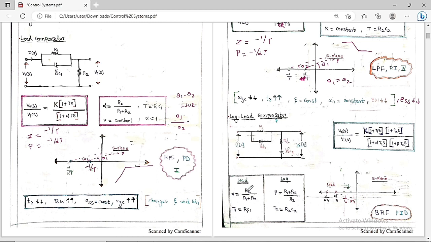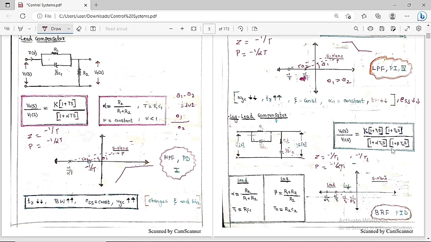For the lead compensator, alpha is equal to R2 by R1 plus R2, and the alpha value is lesser than 1, because the denominator is higher than the numerator, and T1 is equal to R1 C1. In the case of the lag compensator, beta is equal to R1 plus R2 by R2. Here the denominator is lesser than the complete numerator, so this ratio is greater than 1, and T2 is equal to R2 C2. Now we are going to plot the zeros as well as the poles. Zeros are nothing but minus 1 by T1 and minus 1 by T2. Poles are minus 1 by alpha T1 and minus 1 by beta T2.